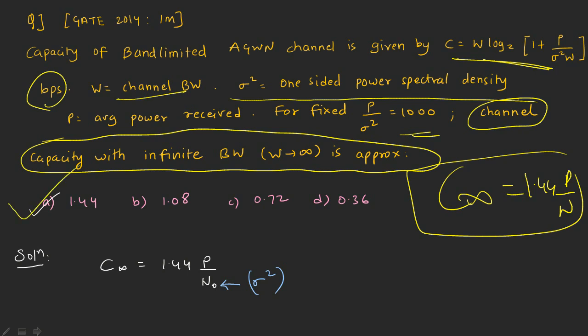But if you don't know, you have to do the derivation and get the answer. It is very time-consuming if you don't know the concept, if you don't know the variation. Once you know the variation, it is simple. A one-liner answer: C of infinity is equal to 1.44 P by N naught, where N naught here is sigma square. No big deal, the answer remains the same, 1.44.